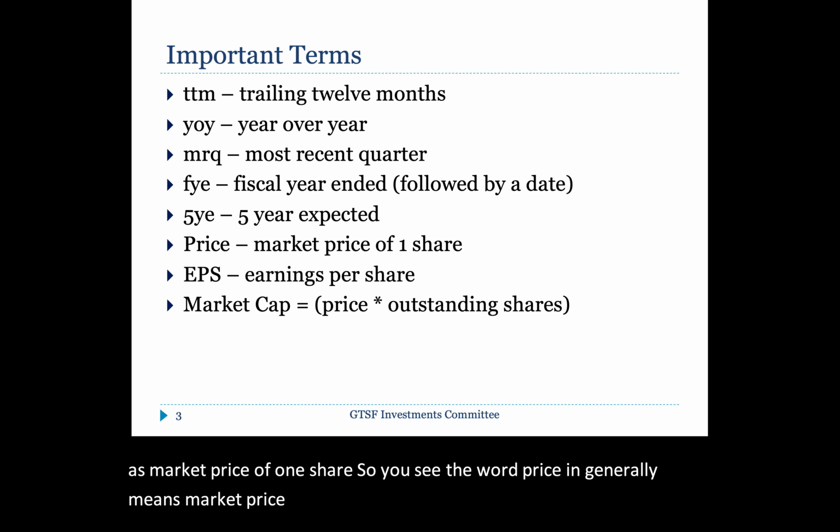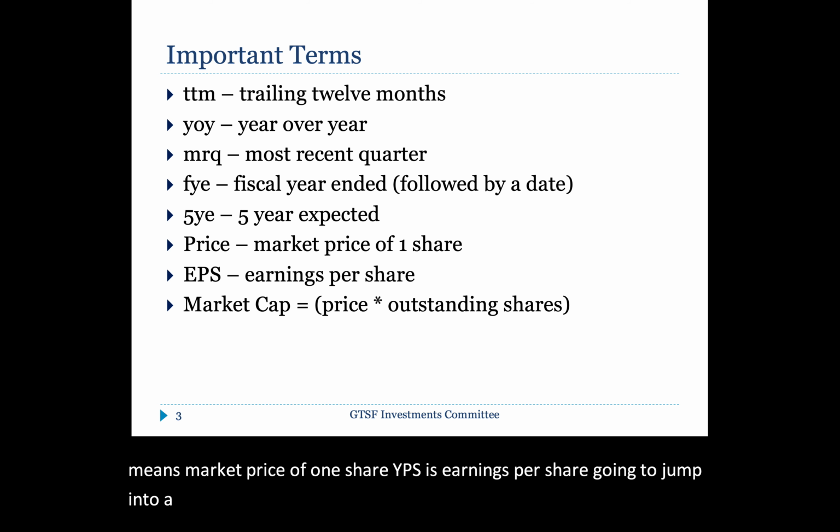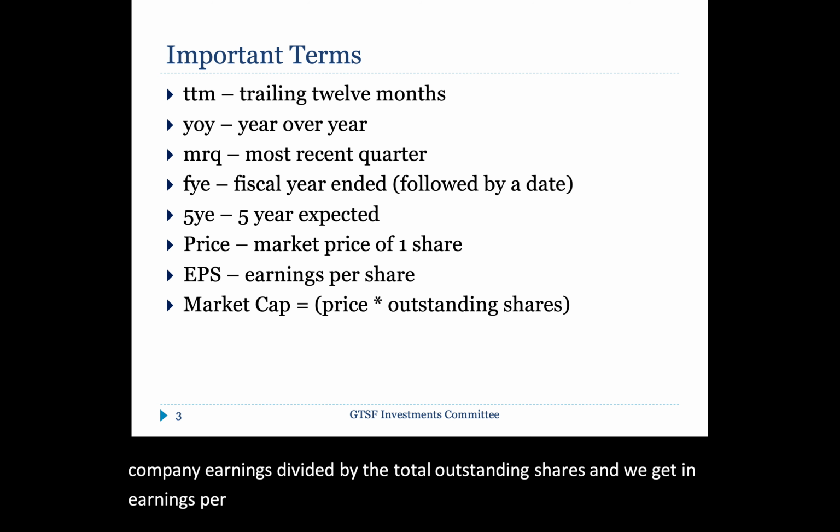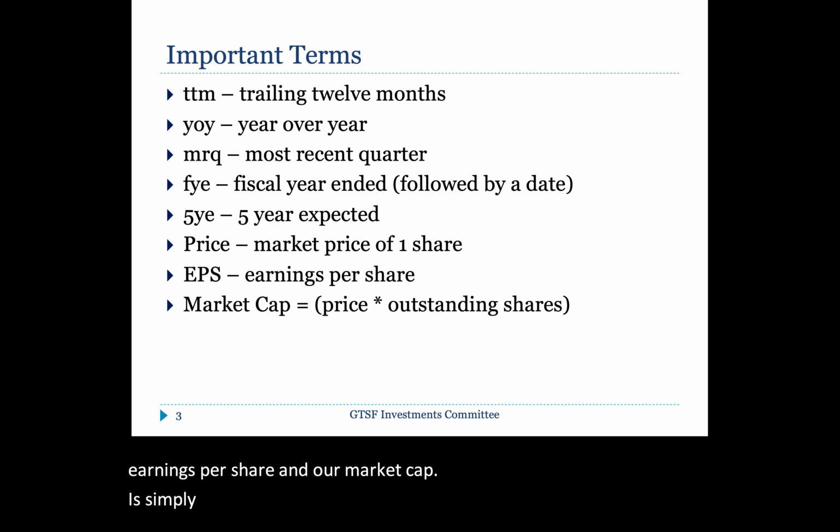We're going to jump into a lot of what this means, but you need to understand EPS means earnings per share. So we take our total company earnings divided by the total outstanding shares, and we get an earnings per share. And our market cap is simply our capitalization of that company in the market, which means the price multiplied by the outstanding shares.